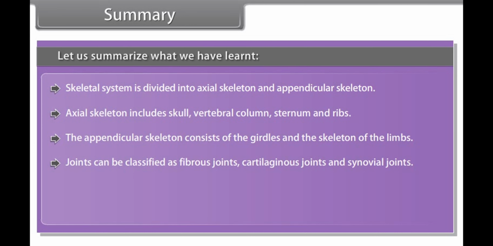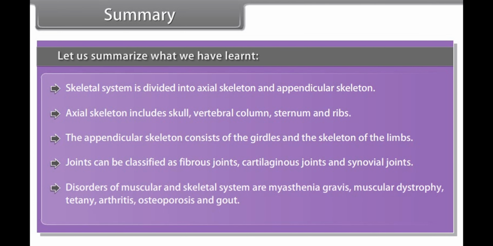Joints can be classified as fibrous joints, cartilaginous joints and synovial joints. Disorders of muscular and skeletal system are myasthenia gravis, muscular dystrophy, tetany, arthritis, osteoporosis and gout.